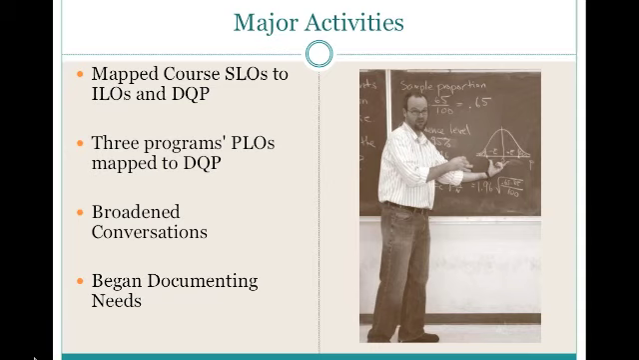One of the major activities that we did was the mapping of the courses SLOs. So we went in and looked at the actual courses for the three departments and their SLOs. We then mapped them to the ILOs, which is the institutional learning outcomes, and of course the DQP areas. We then mapped the program level outcomes to the DQP areas, then had wider conversations and began the process of documenting the needs in order to have a fuller implementation of the DQP profile.